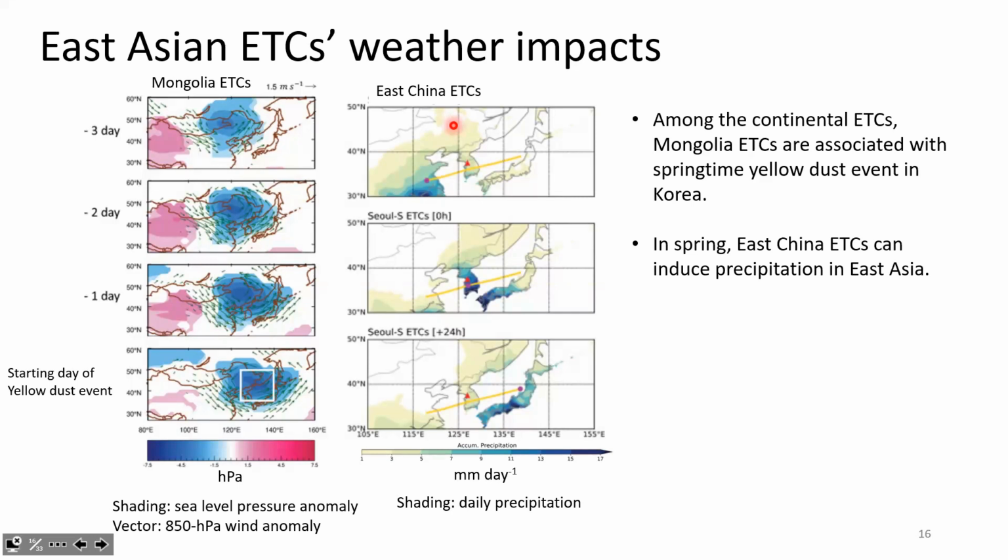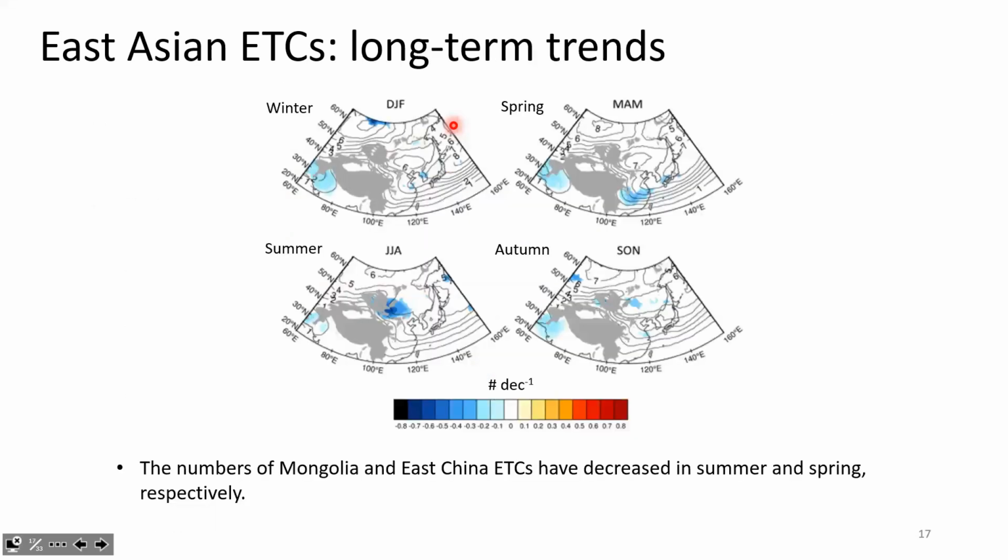These East Asian cyclones also have a significant long-term trend. This is the long-term trend of East Asian cyclone frequency. Springtime East China cyclones and summertime Mongolia cyclones have a negative long-term trend from 1979 to 2017. Interestingly, this negative trend of East Asian cyclones in the observation is somewhat consistent with the projected change of East Asian cyclones in a warm climate in CMIP models. Detailed model results will be shown in the next slide.